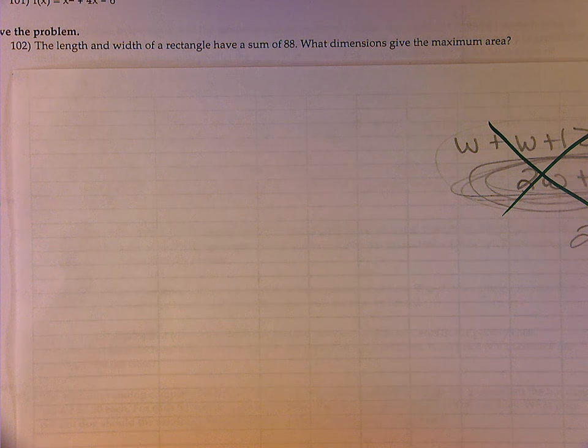Problem 102 on the study packet. The length and width of a rectangle have a sum of 88. What dimensions give the maximum area?